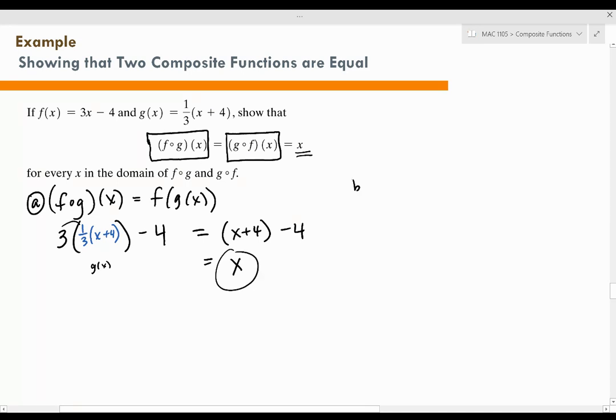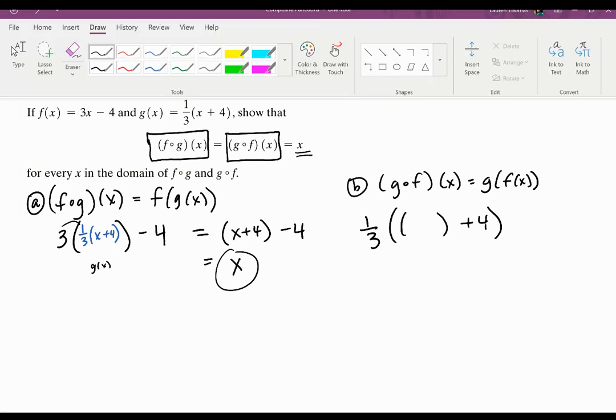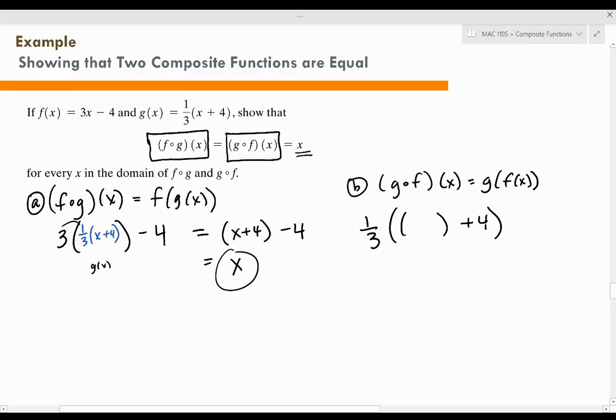All right, let's do B, or what I'm calling B, which is we need to figure out what g composed of f is. Okay, so I'm going to write it the other way, g composed of f of x. All right, so I'm going to write my g function, which is 1/3 x plus 4. So I put parentheses where x is because it allows me to see where I need to put the other function. All right, so I'm going to put f inside of that parentheses, which is 3x minus 4.